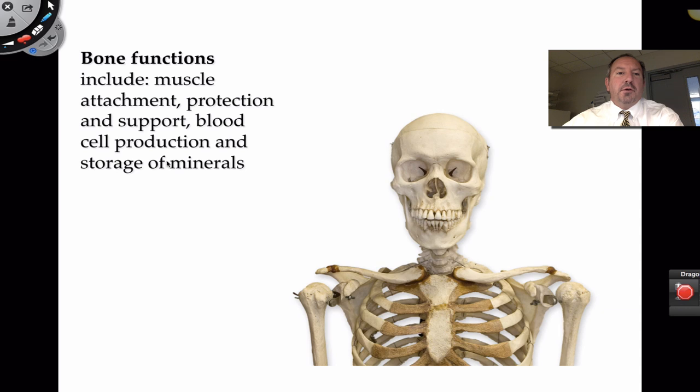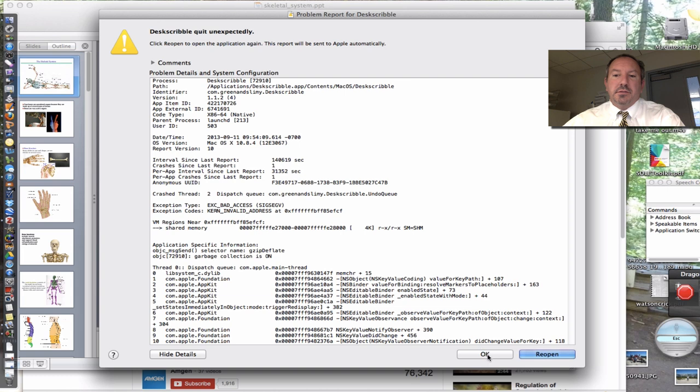And then one of the more critical functions of the skeletal system is that it's a storage of minerals. So think of the bone as like a bank, a bone bank. What is it storing? Well, inside the tissue there's a lot of protein, but it also stores mineral salts, things like calcium.